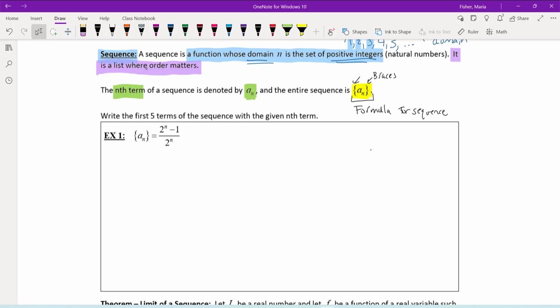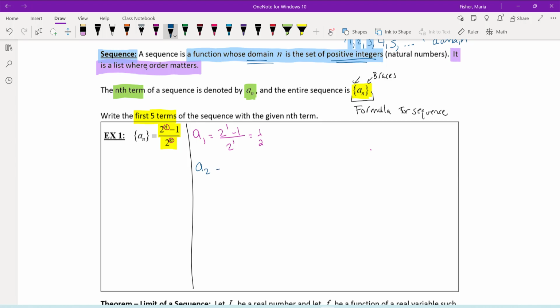Let's do example 1, where we're looking at writing the first 5 terms of the given sequence. We're told that our formula is 2 to the n minus 1 all over 2 to the n. And we want the first 5 terms of the sequence. So let's start by finding the first term. Well, our first term is going to be when n is equal to 1. Therefore, a sub 1 is going to be 2 to the first minus 1 over 2 to the first, and that gives me a half.